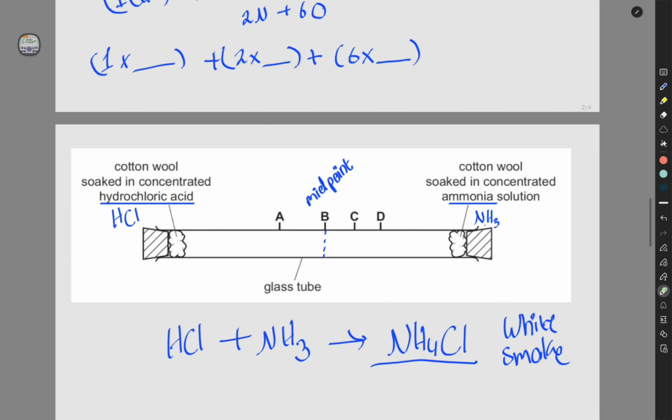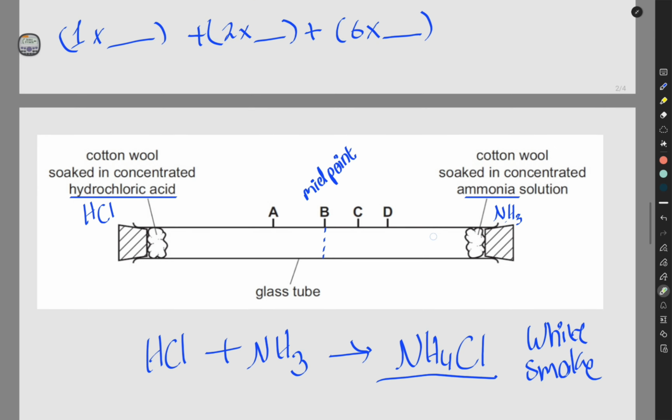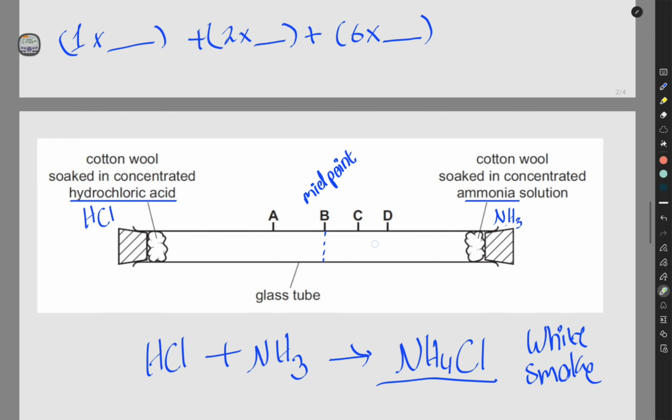So to find the meeting point, just know that the meeting point is where you find that white smoke. How do I know where the meeting point is going to be? I said that HCl is going to diffuse to this side, and NH3 is going to diffuse to this side. Are they going to diffuse at the same rate, with the same speed? No, because diffusion relies on 2 factors that you'll be taking.